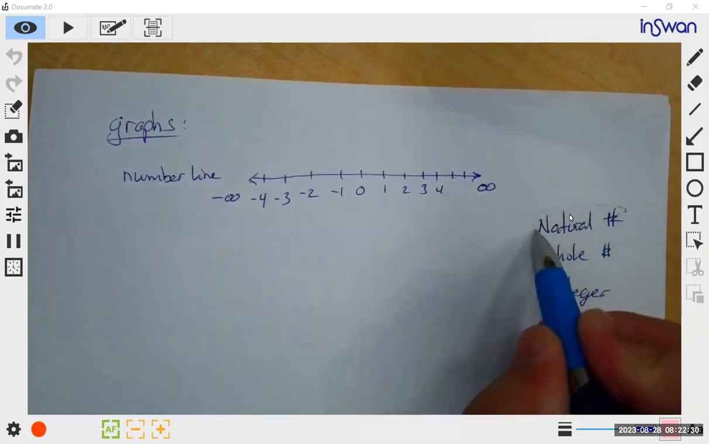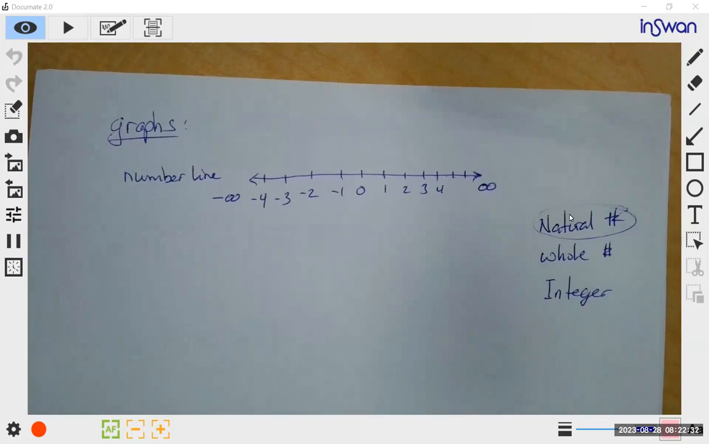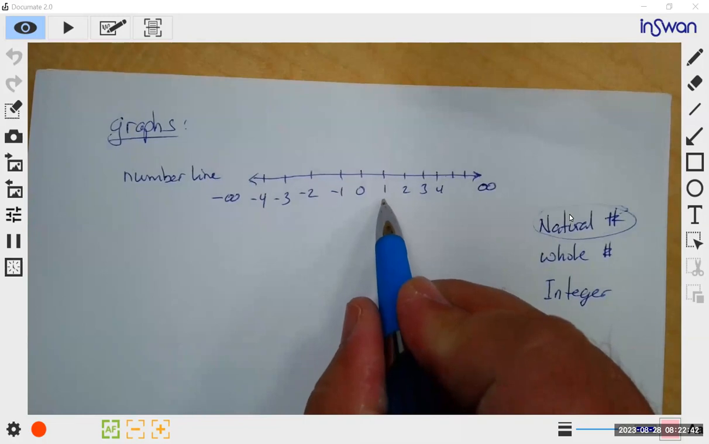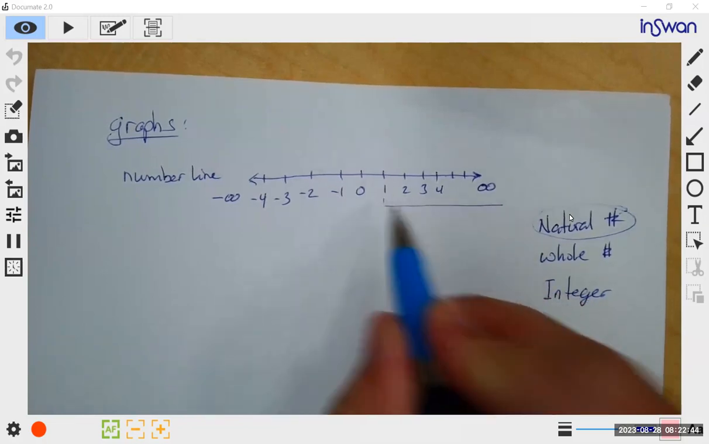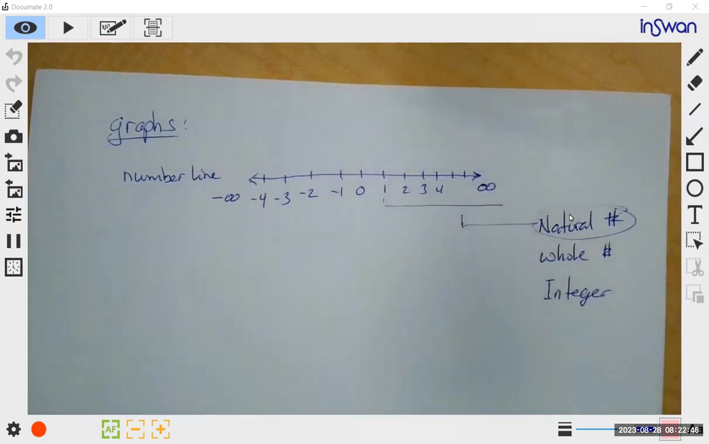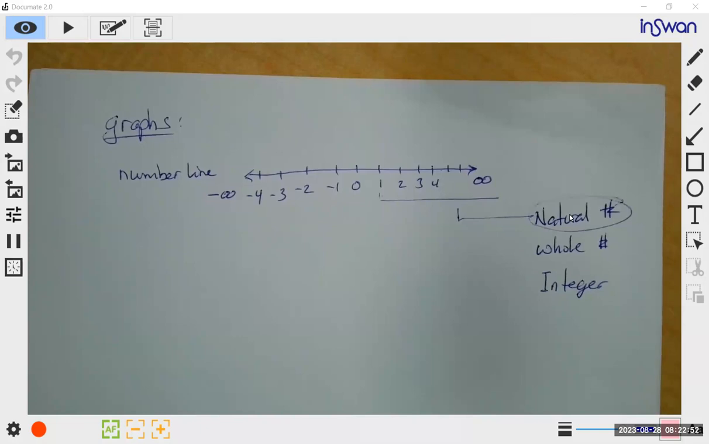Natural numbers have another name, counting numbers. Natural numbers are also called counting numbers. When I ask you to count to 10, what would you do? What would you start from? 1. So these numbers are our natural numbers. Numbers that start with one and go to infinity. Because if you were to start counting, you'd start at 1, 2, 3, 4, 5.